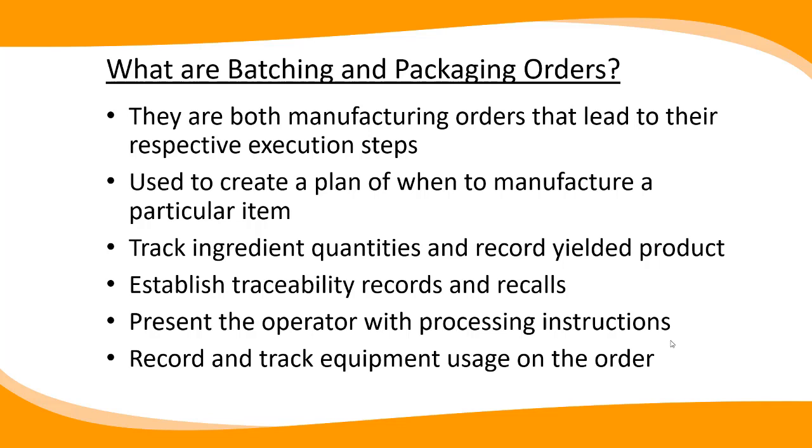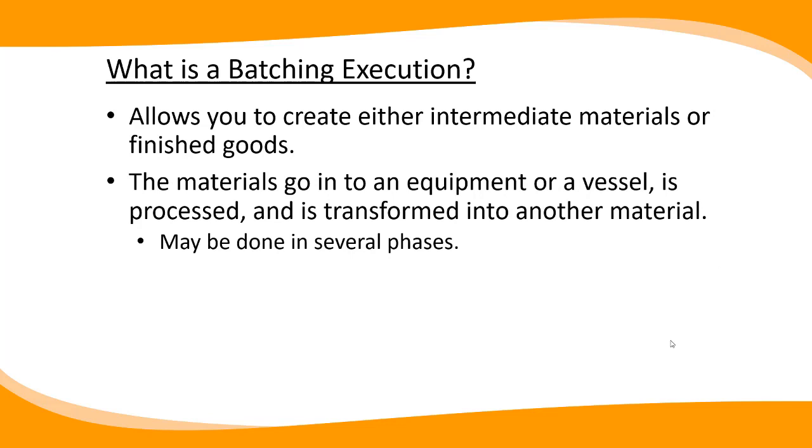What are batching and packaging orders? They're both manufacturing orders that lead to their respective execution steps. These are used to create a plan of when to manufacture a particular item. They're also used to track ingredient quantities and to record yielded product. They are both used to establish traceability records and recalls. You can use them to present the operator with processing instructions, and they both record and track equipment usage on the order.